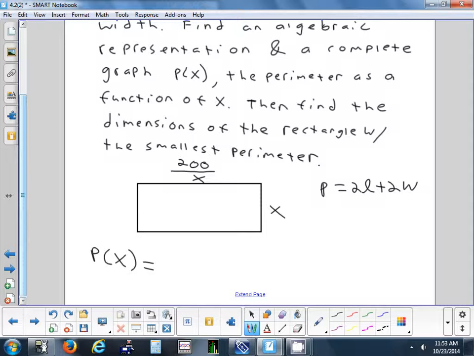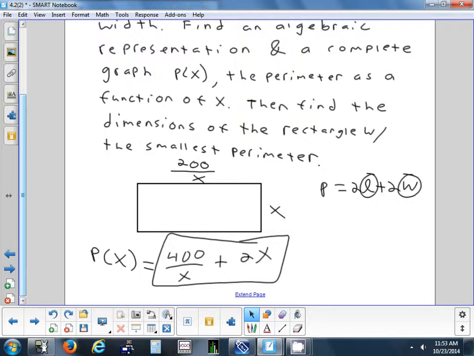Do we have a length in this problem? Yeah. Do we have a width? Yeah. So we just have to fill in our particular length and our particular width. Let's start with what you said, 2 times the length. What would double my length be here? 400 over x. Yep. Plus double my width? 2x. There we go.